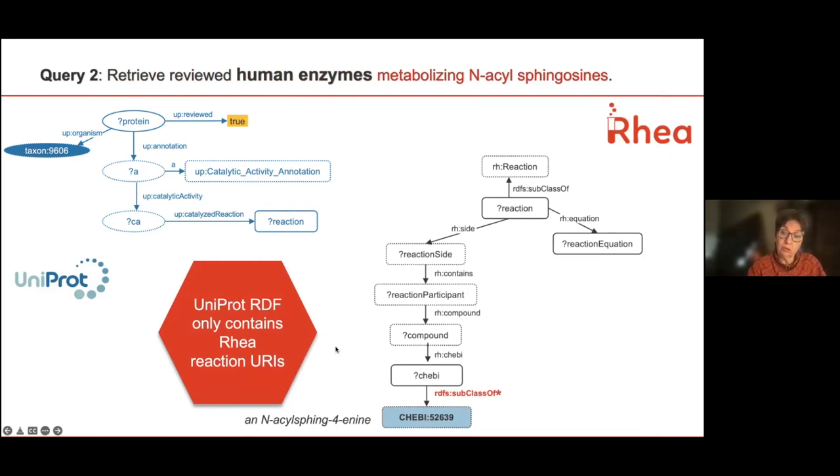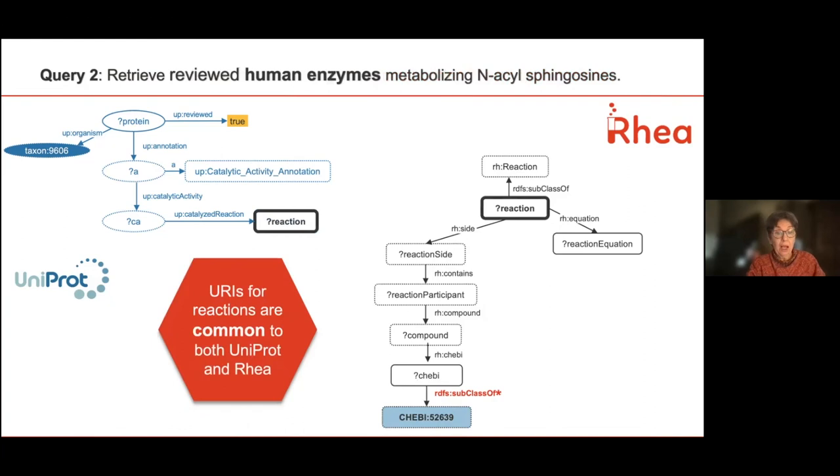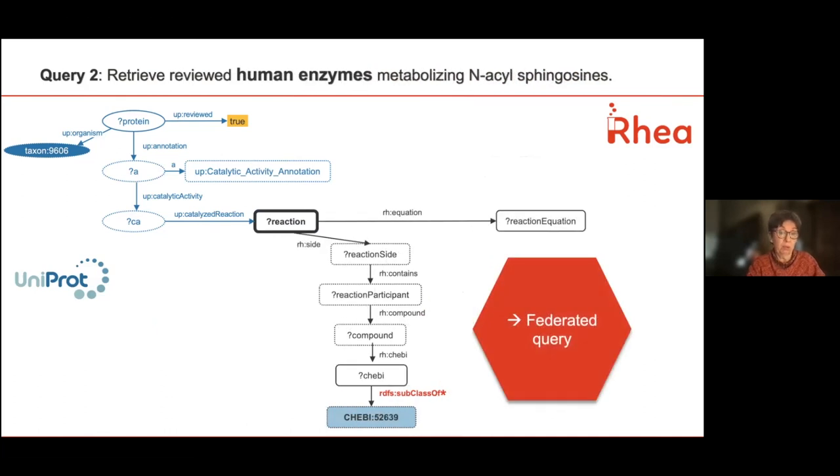In Rhea, similarly to the query we performed previously, we can have the same kind of queries. The difference here is that instead of giving a specific KB ID, I want to retrieve all the KBs that are subclass of, so all the descendants of the KB that encodes the N-acyl sphingosine, or N-acyl sphinganine, as we call it in Rhea and UniProt. As the reaction URIs are common to both UniProt and Rhea, we are now able to merge on this, to join on this identical URI, and we can perform what we call a federated query.